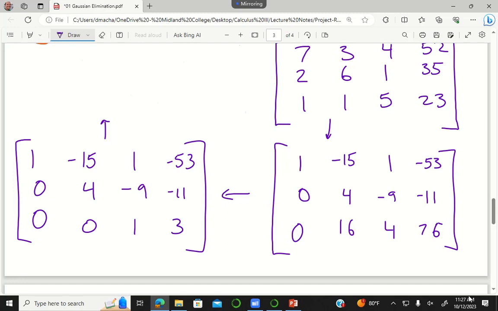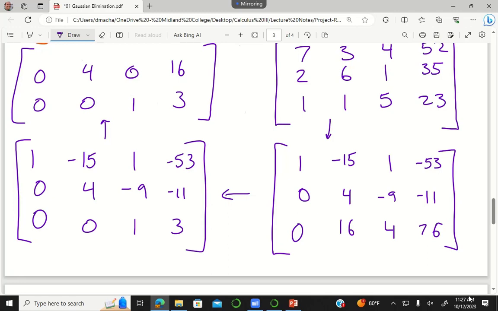I want this negative 9 to be a 0. So let's add 9 times the third row back to the second row. My new second row is going to be 0 plus 9 times 0, 4 plus 9 times 0, negative 9 plus 9 times 1 is 0, and then negative 11 plus 9 times 3 is 16.